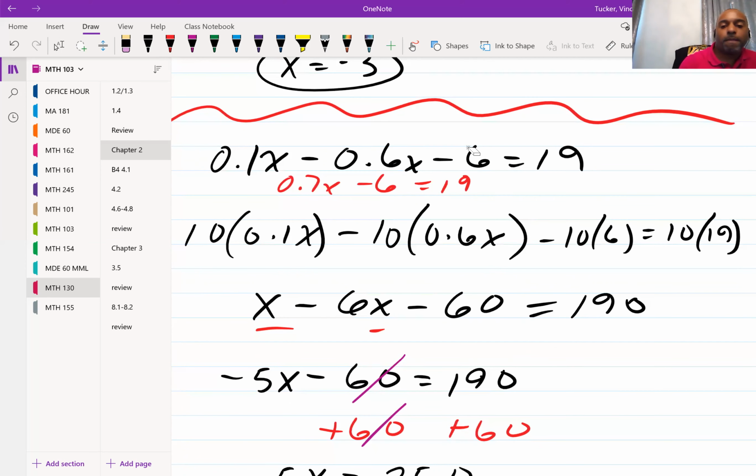All right. Then from there, I would add 6 to both sides. So that'll be 0.7x. And that shouldn't be 0.7, I'm sorry. I added those, that should be -0.5x, I'm sorry.